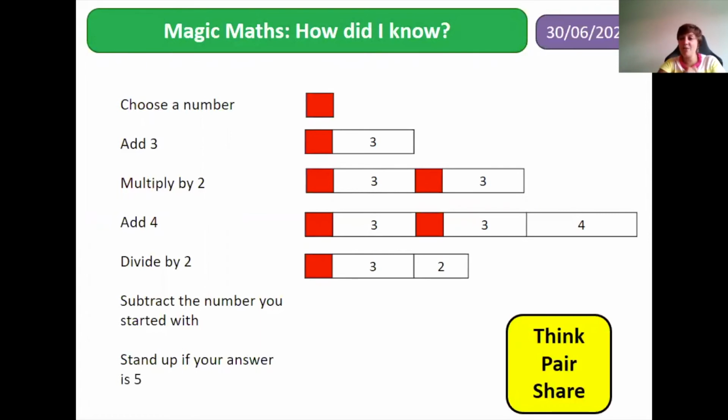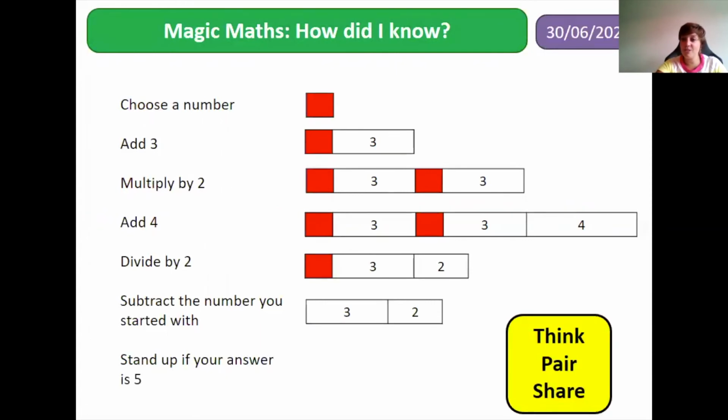If I just take away the number I started with, it doesn't matter what that number was, what that red block is. It could be 1, it could be 100. As long as I take it away, I always end up with 5. And that's how I know what you ended up with.